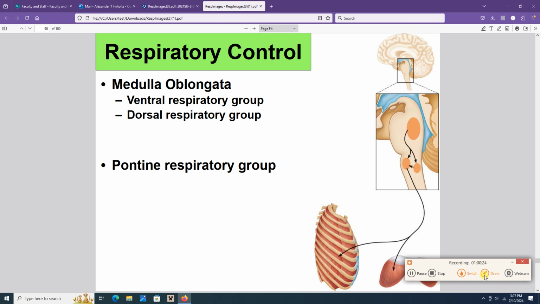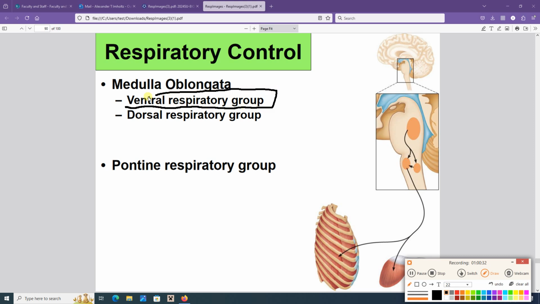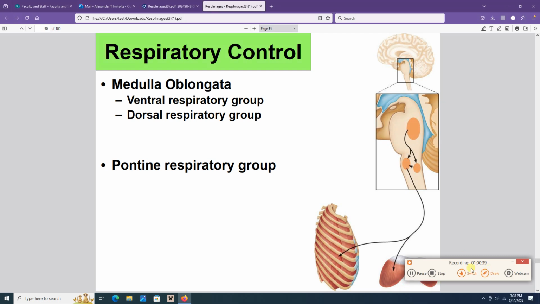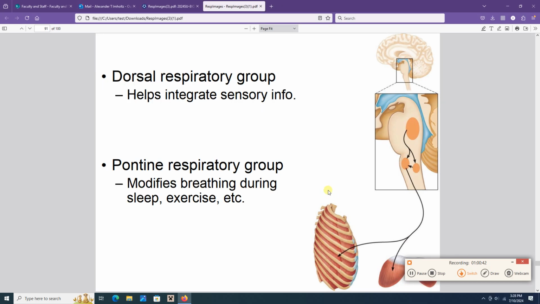Now, of these, the most important is the ventral respiratory group. It is the head one. It is the one truly in charge. Let's deal with the minor ones first. The dorsal respiratory group helps your respiratory system integrate sensory information, like what's your blood pressure, what's your body temperature, what are your muscles doing right now. All of those things can impact respiratory rate and depth.